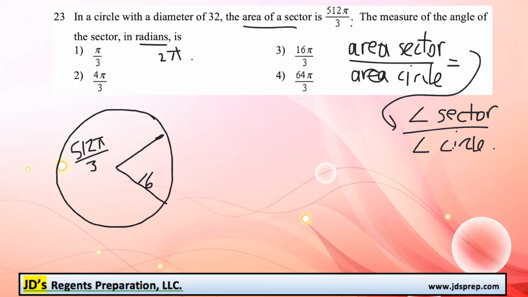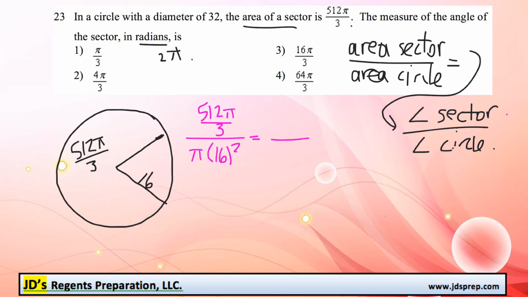So let's go ahead and set this up. So the area of the sector we know is 512 pi over 3, and that's going to be over the area of the circle. Now we don't quite know the area of the circle yet, but we do know we can calculate it using the formula pi r squared. So it'll be pi times 16 squared. And that's going to be equal to the area of the sector.